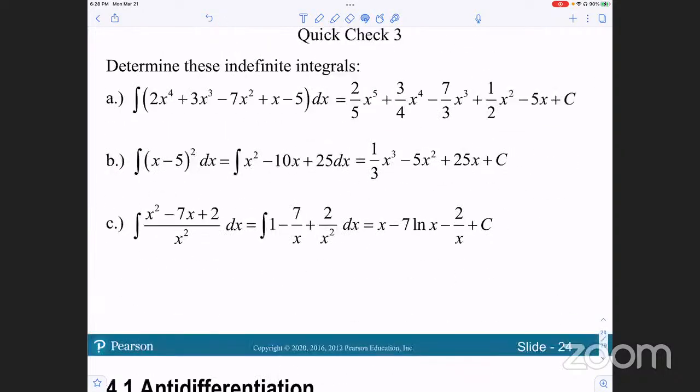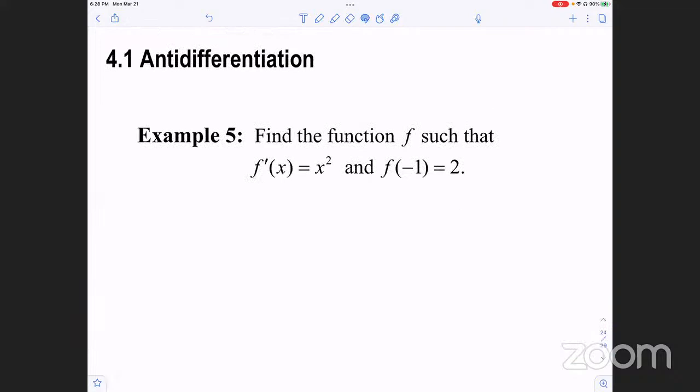Leave the quick check as an exercise. Let's give this one a go. We're almost there. This went a lot faster than I anticipated. That's okay. So find a function such that f prime is this and f of -1 is this. Okay. So if they gave us f prime, let's integrate to find the antiderivative, right? So we want to find the integral of x squared dx, right?